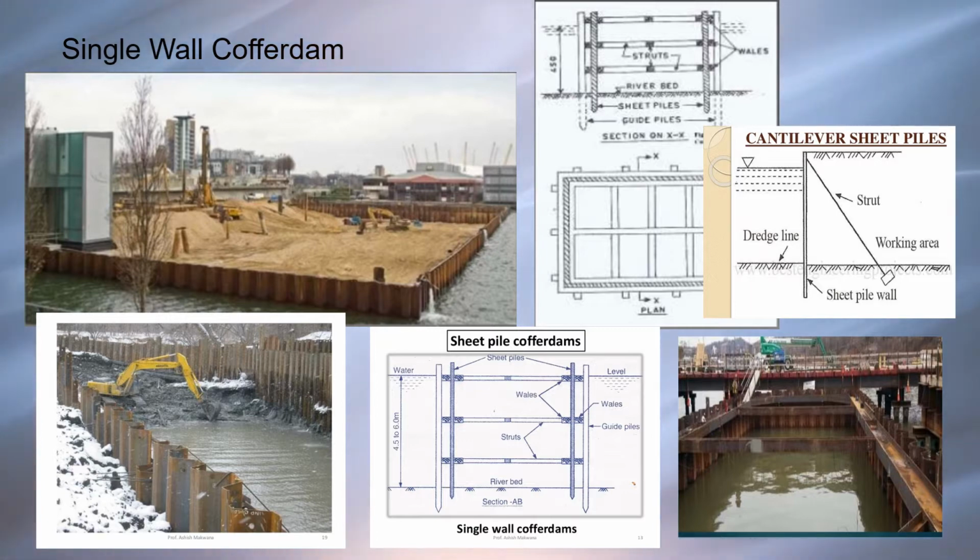Single wall cofferdam. As the name indicates, single wall cofferdams have only one wall. Typically, single wall cofferdams are built using sheet piles. They are used when the area to be enclosed is small and the depth of water is more than 4.5 meters to 6 meters. Timber piles known as guide piles are first driven deep into the firm ground below the riverbed.